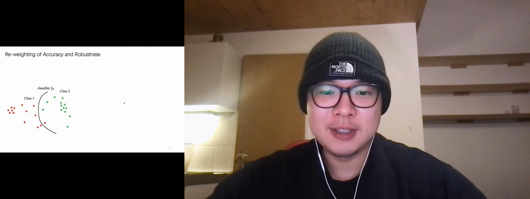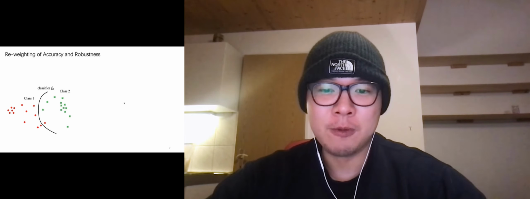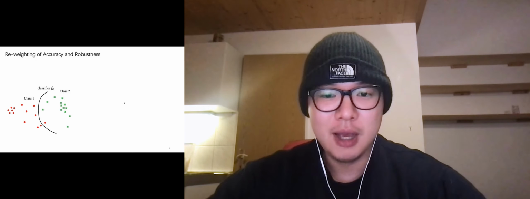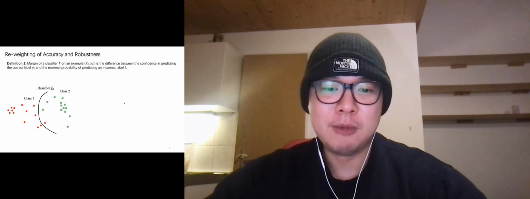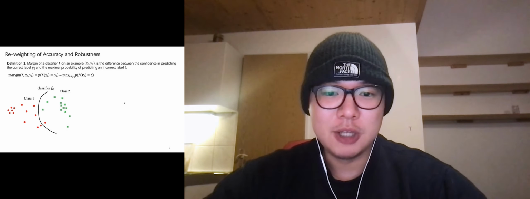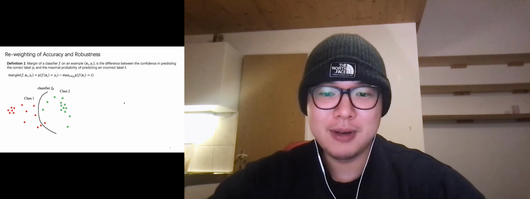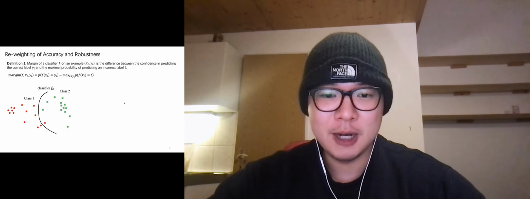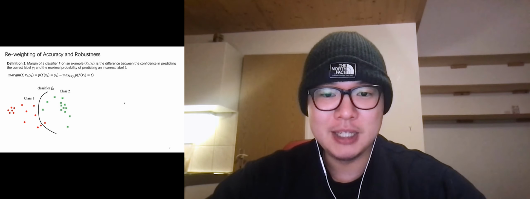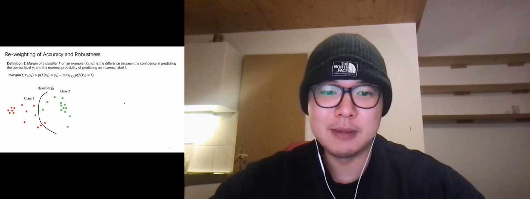All these concerns led us to the idea of reweighting accuracy and robustness for all samples. To express our algorithm more precisely, let's define a term called margin. The margin of a classifier on an example is the difference between the confidence in predicting the correct label and the maximal probability of predicting an incorrect label.